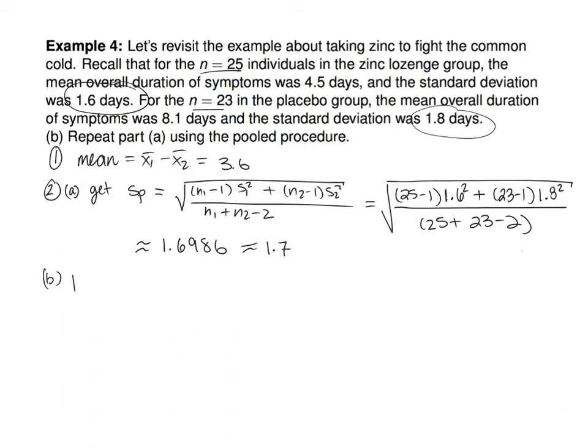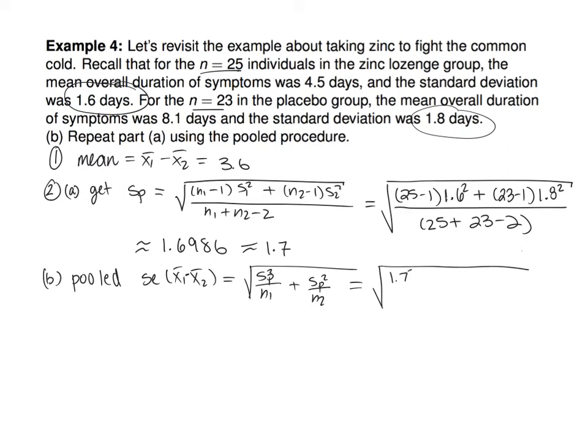So step B is to get the pooled standard error, which is the square root of SP squared over n1 plus SP squared over n2. So there we have 1.7 squared over 25 plus 1.7 squared over 23, which comes out to be approximately, once again, 0.49. That might be more different if I'd rounded differently, but it is pretty close to what we got in the previous example.